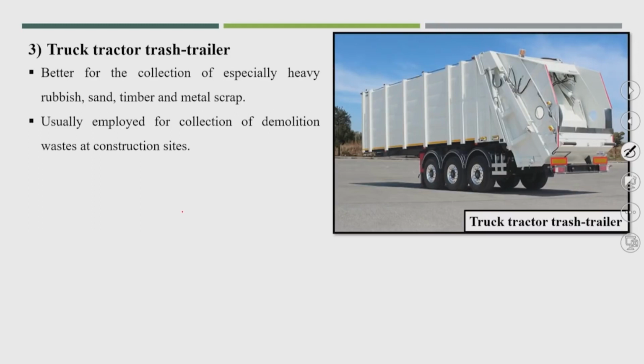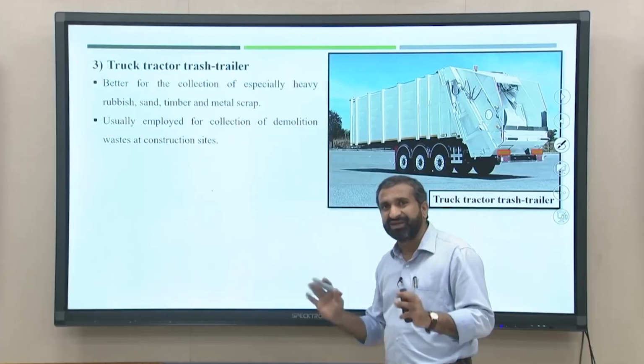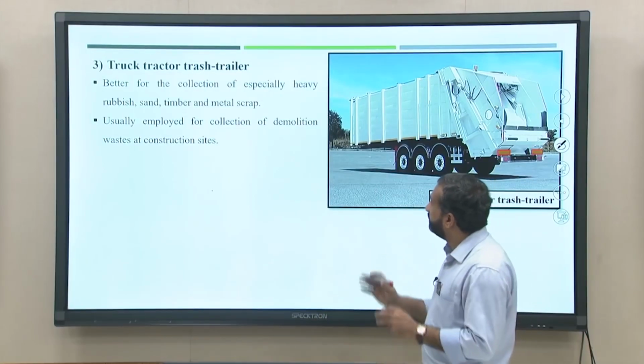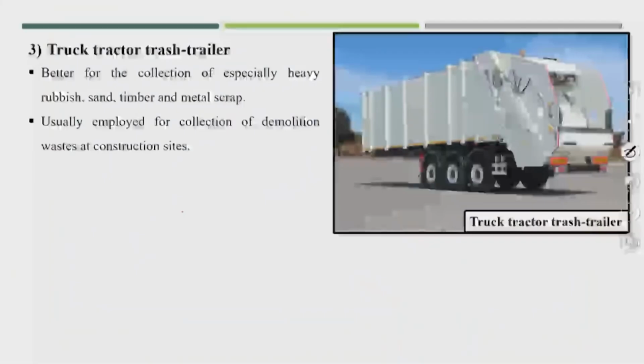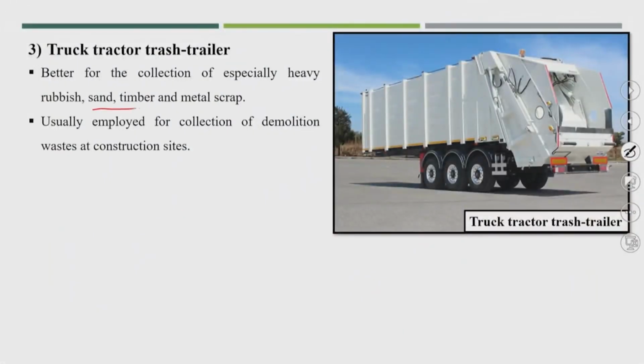Now, next is the truck tractor trash trailer. Here, one special trailer is available in this vehicle, which is specially used for heavy rubbish and large size material such as sand, timber and metal scrap, especially for the collection of inert material. This inert material includes soil, sand, or even construction and demolition waste, which can be easily transported by this kind of vehicle.